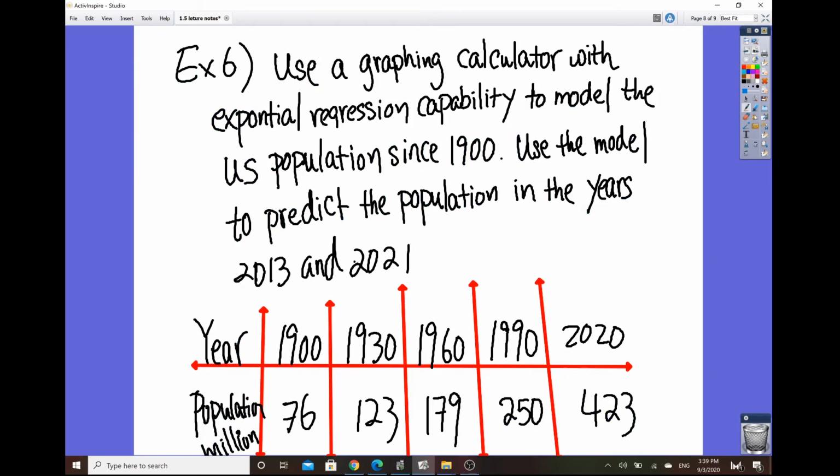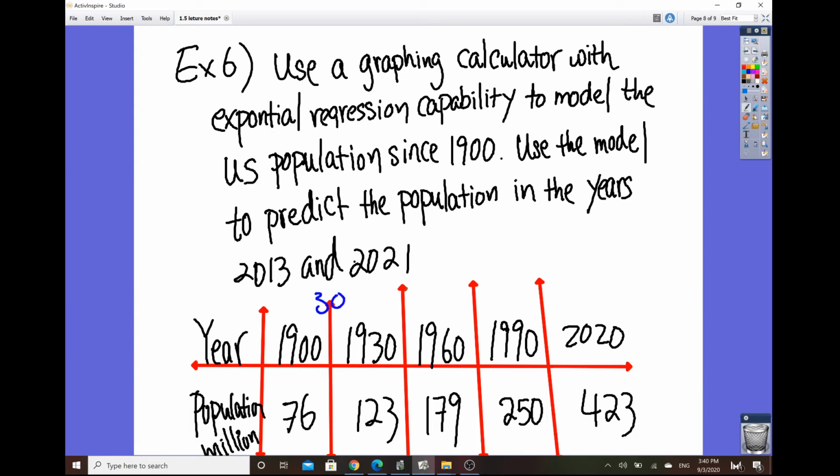Exponential growth model. So this time we want to use the graphing calculator to generate the exponential regression. Using that capability to model the US population since 1900, and you want to use the model to predict the population in the years 2013 and 2021. As you can see, the year here started with 1900 and then 1930, 1960, 1990. So the increment here is about 30.